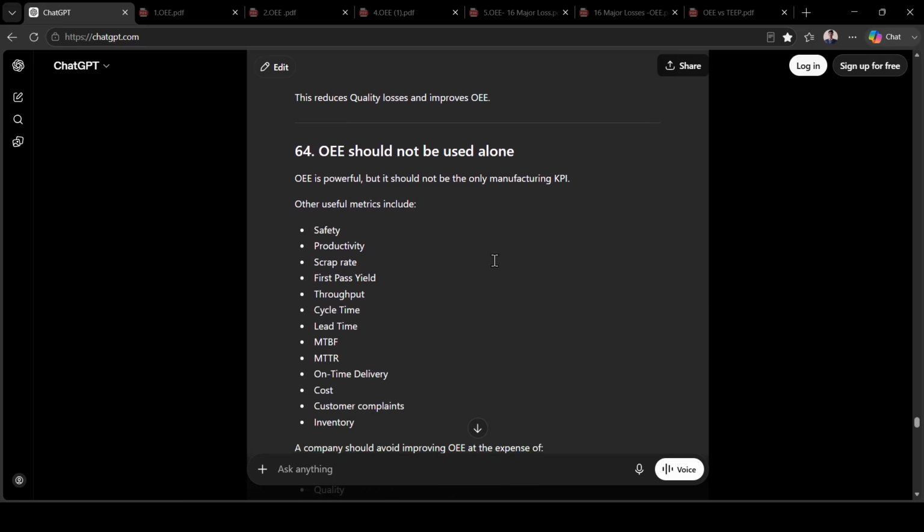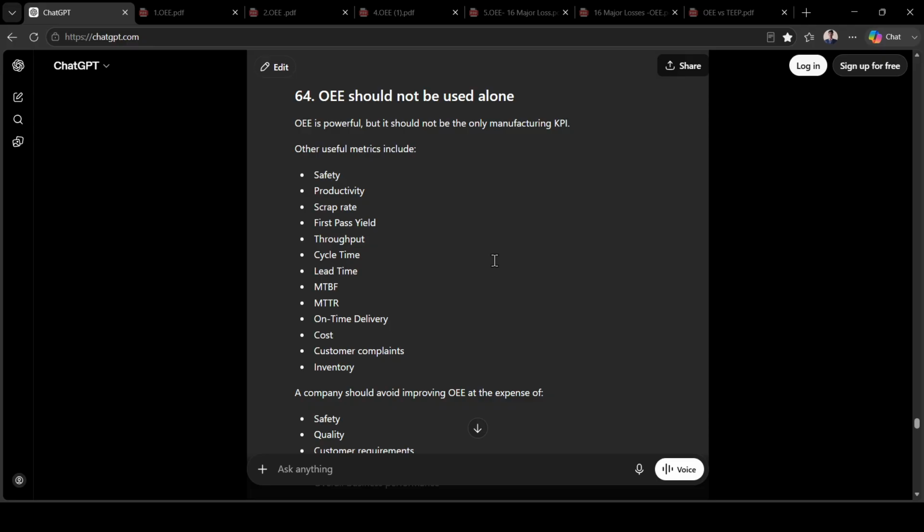OE should not be used alone. OE is powerful, but it should not be the only manufacturing KPI. Other useful metrics include safety, productivity, scrap rate, first pass yield, throughput, cycle time, lead time, MTBF, MTTR, on-time delivery, cost, customer complaints, and inventory.